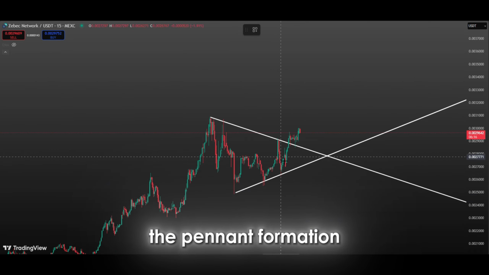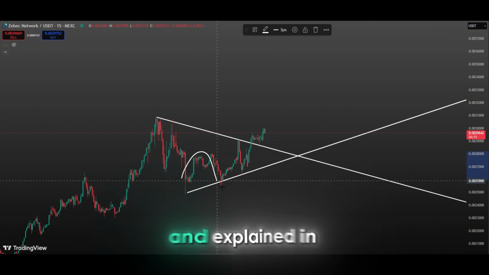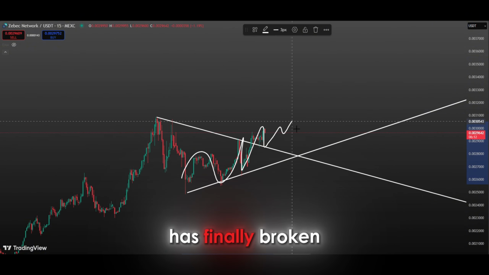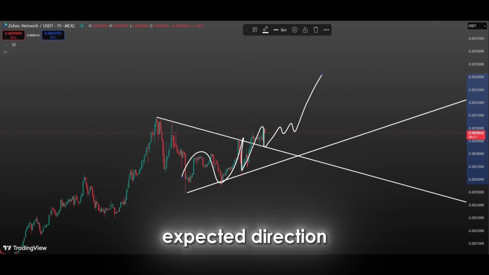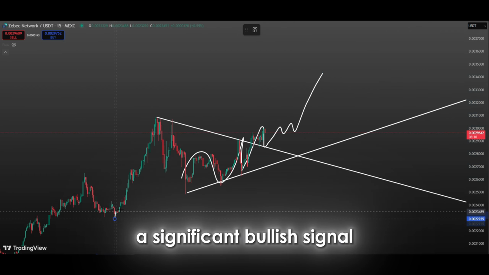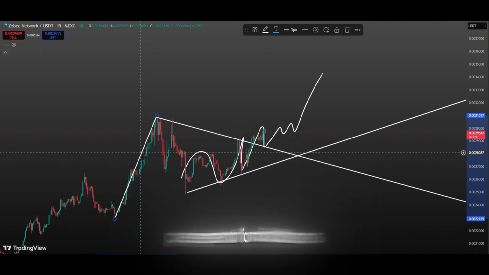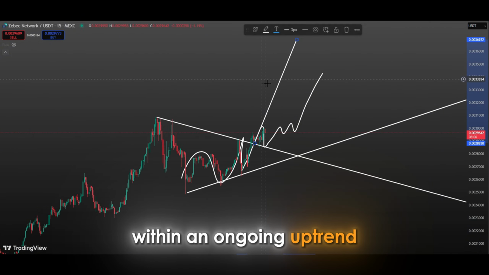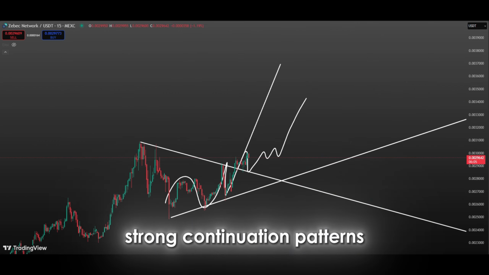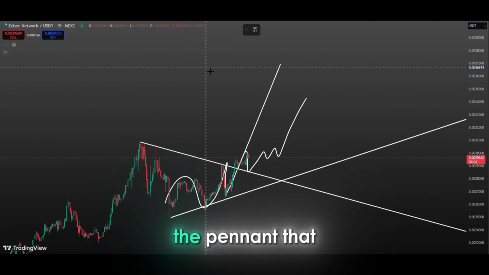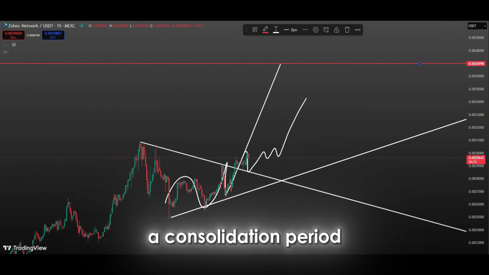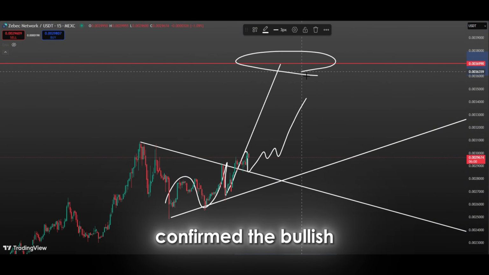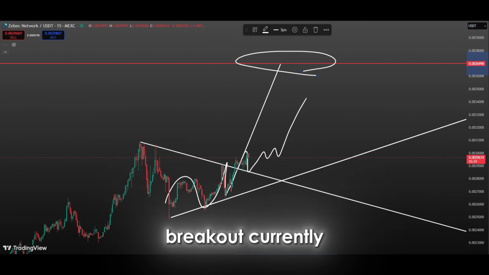The pennant formation, which I previously highlighted on the chart and explained in detail in my earlier technical analysis video, has finally broken out in the expected direction, providing investors with a significant bullish signal. These types of pennant formations typically occur during a brief consolidation phase within an ongoing uptrend and are considered strong continuation patterns. The pennant that formed on the chart took shape during a consolidation period following a prior uptrend and has now confirmed the bullish technical outlook with an upward breakout.